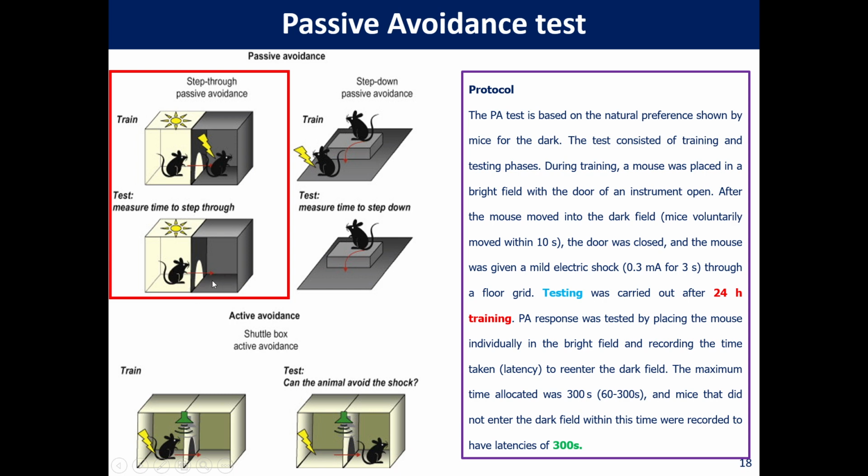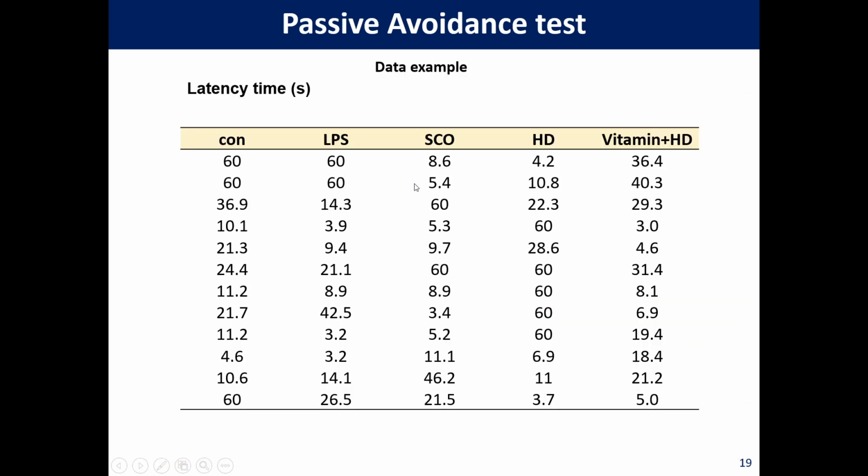If the mice don't remember, they have memory and learning impairment, they will go to the dark room. So that's why the time spent in the bright room is less compared with the control. After you measure the latency time, you can have the data like that.